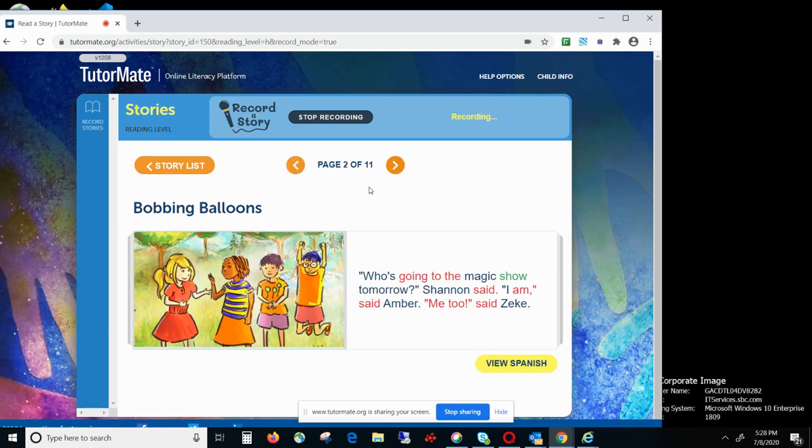Who's going to the magic show tomorrow? Shannon said. I am, said Amber. Me too, said Zeke. It's free, said Lamb. I'm going. It's in City Park, Shannon said. Let's meet there. How? Lamb asked as he kicked a stone. There will be hundreds of people there.